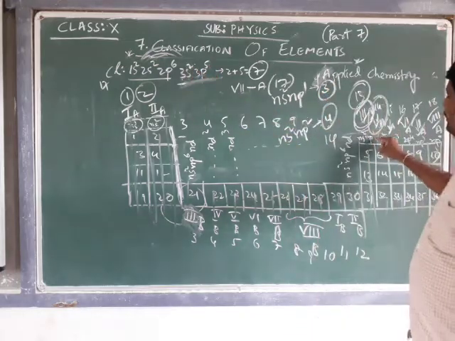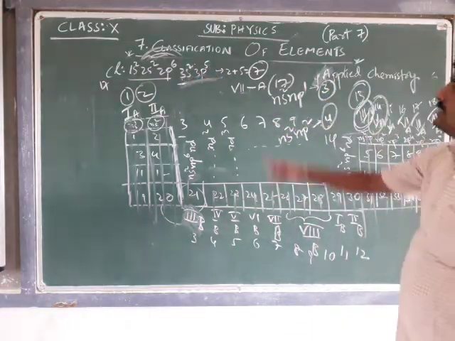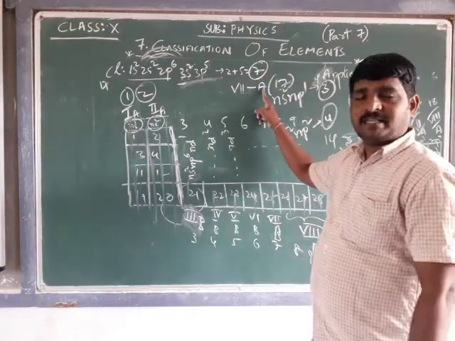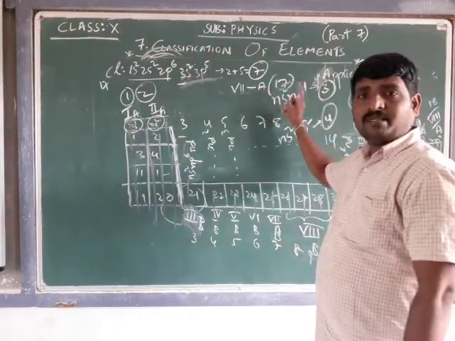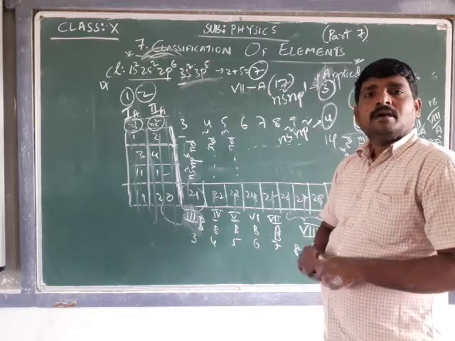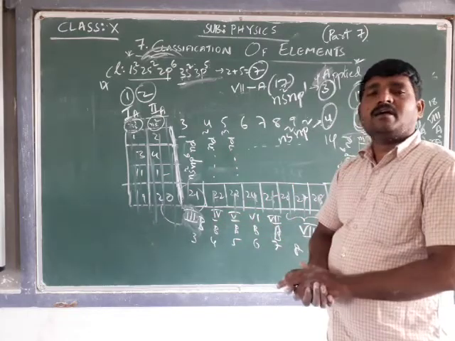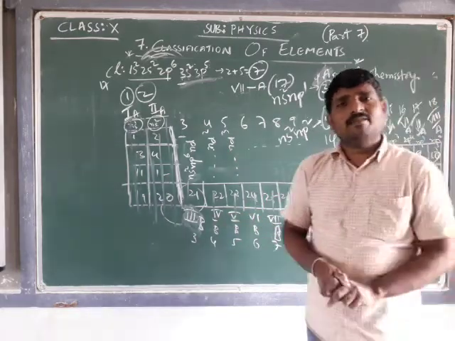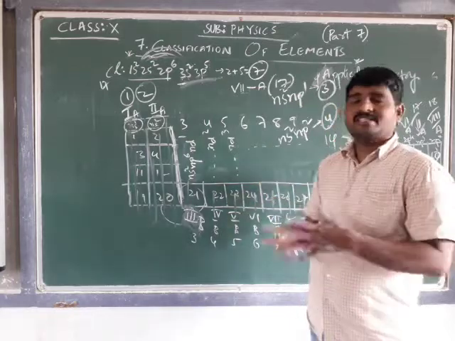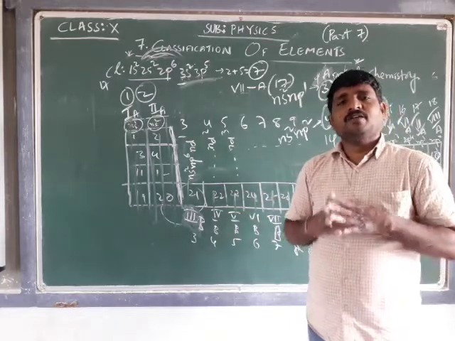NS2 NP5, 2 plus 5 is 7. That is the 7th A group, and the 7th A group is nothing but the 17th group according to the Arabic numerals. Like that we have the overview summary of the groups.